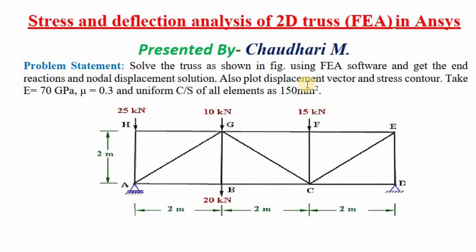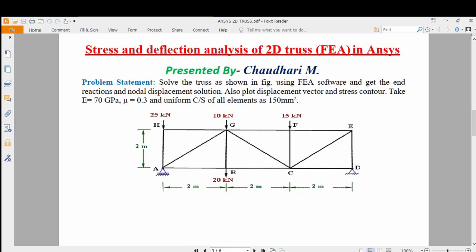So take E is equal to 70 GPa. Then Poisson's ratio is 0.3, and the uniform cross section area for each and every element is 150 mm square. Okay, so there are a total of 8 key points, A to H, and there are 4 loads applied over H, G, F as well as B key point. So there are a total of 4 loads applied here. In that, D point is a fixed support and A point is a roller support. Okay, so let's start.